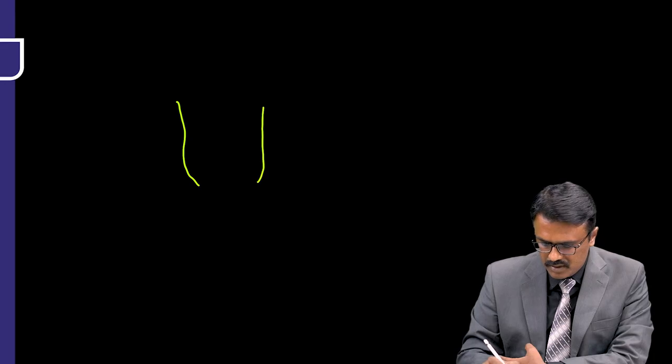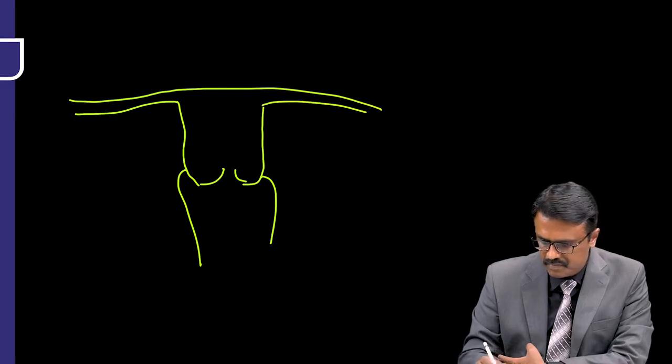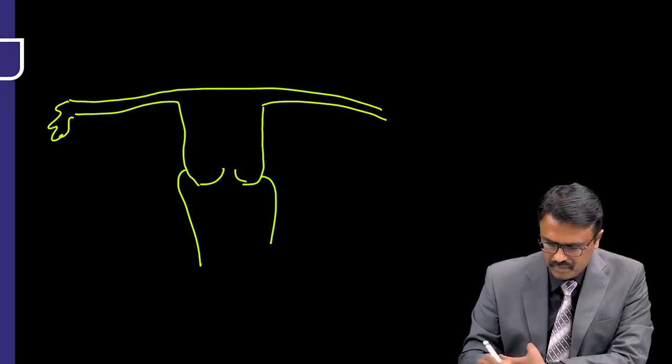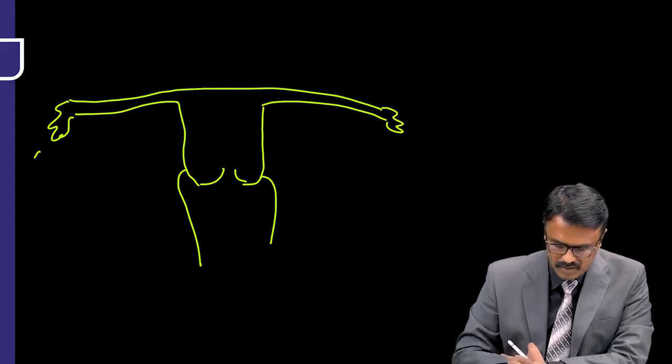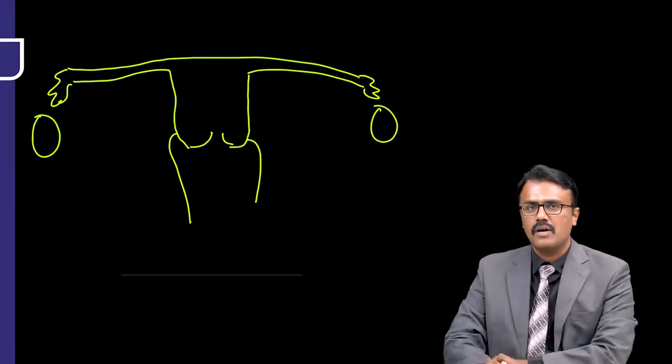So let me draw the uterus. So this is the uterus and the vagina. This is the fallopian tube. These are the ovaries here. Now, what happens when we use contraceptives?